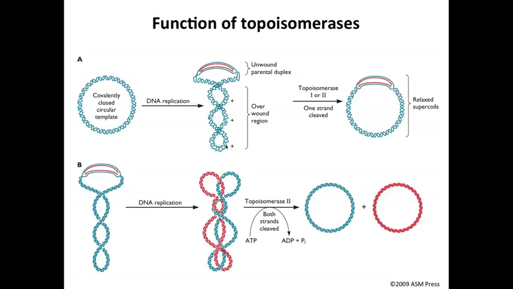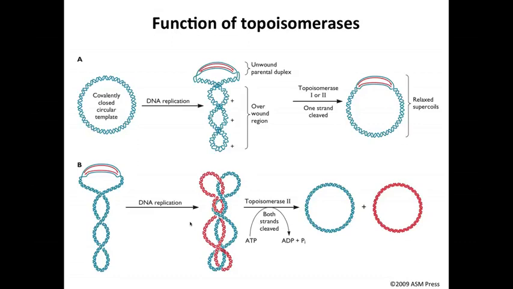So you need to nick this DNA and let it unwind and then reseal it. And that's done by topoisomerases, one of whose jobs is to take these overwound regions out of DNA by cleaving one strand and relaxing the supercoil, as you can see here. And this happens periodically during replication, so you get a nice fluidly moving replication fork.